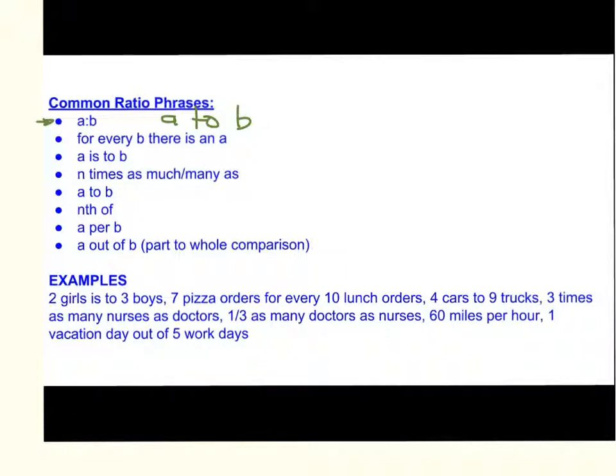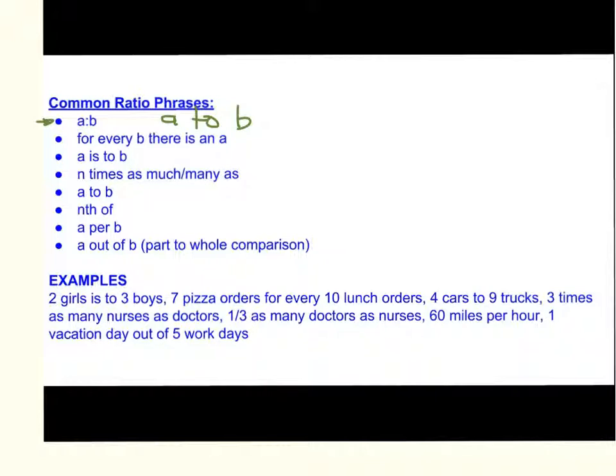Or "A is to B," we'll have something like "n times as much" or "as many as," so 2 times as much. I have 2 times as much money as Mr. Eisenbrand or something. Sometimes we have "A to B," or "the nth of," or "A per B," so 3 per 4 units or something. There are lots of different ways that we can think about it.